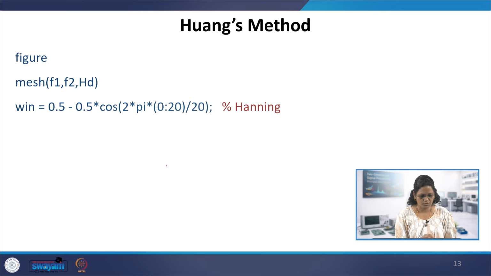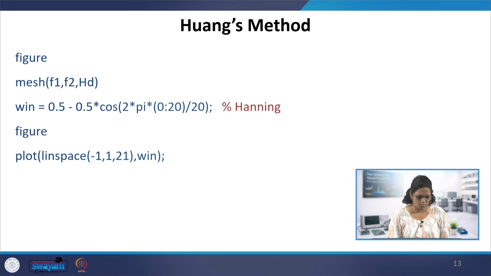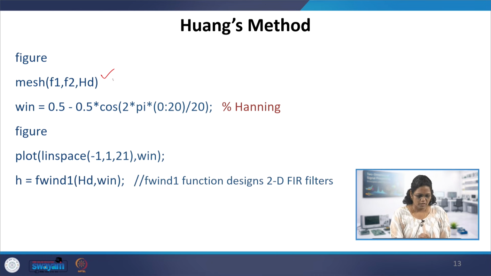Next, what is the window function which we are going to use for Huang's method? The analog window W equals 0.5 cos 2 pi into n, with n from 0 to 20, that is 21 points, divided by 20. This is a Hanning window. We plot this window in linear space, from -1 to +1 with 21 points. That's a Hanning window. So this is the HD response, and here we get the window.